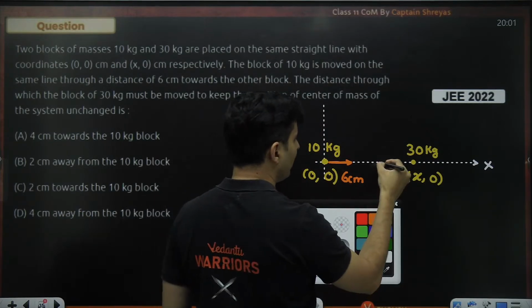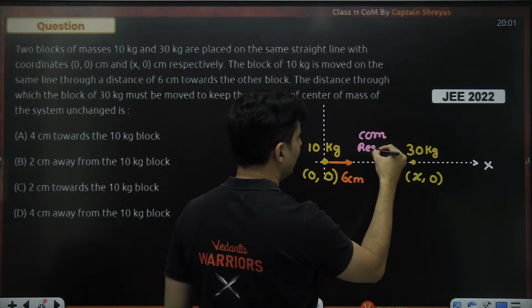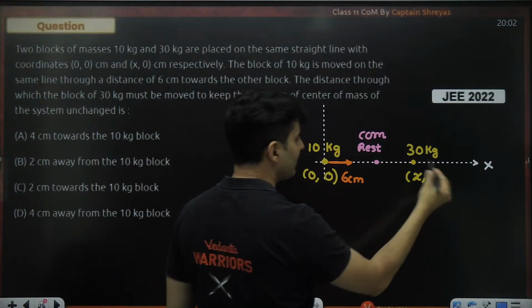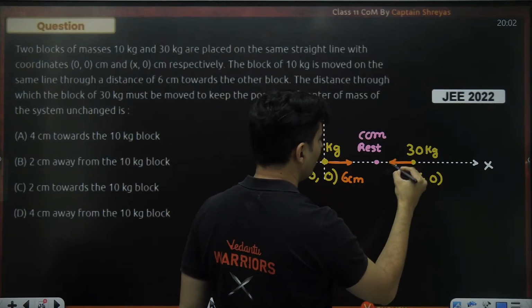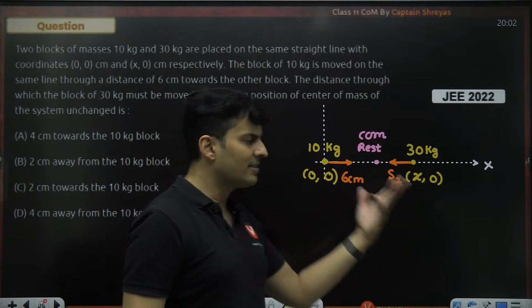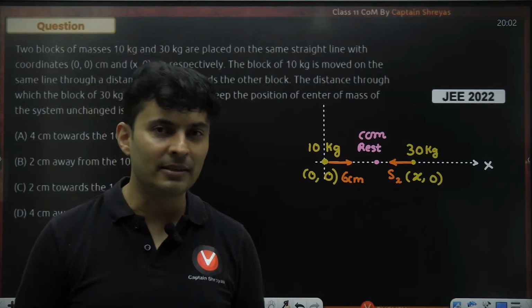So that is very, very crucial. Center of mass is given to be at rest. It's kind of obvious the 30 kg shouldn't move towards the right side. It will definitely move towards the left side. I will assume the displacement to be S2. Is x given? Not given. Do I need it? I don't think so. Without that also we'll get the answer.